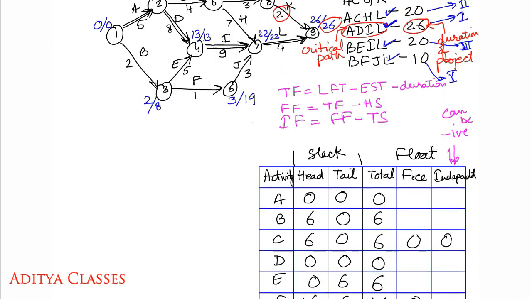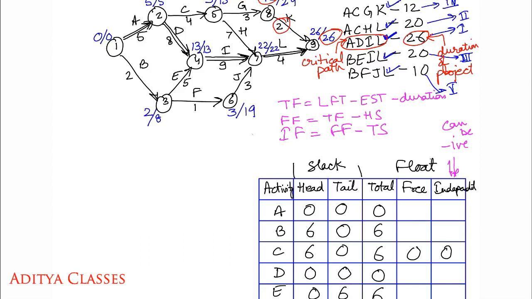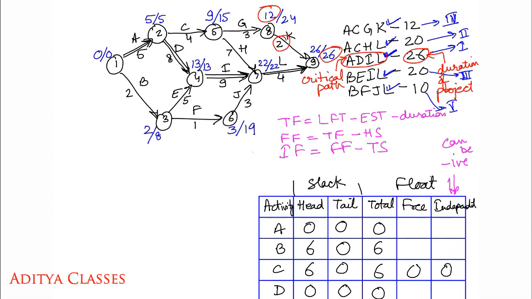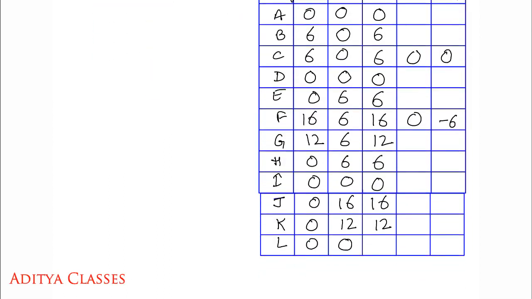And the last one is L. L being a critical activity, we very well know 26 minus 22, 4. 4 minus 4 is 0. L is a critical activity, so it won't have any float either.